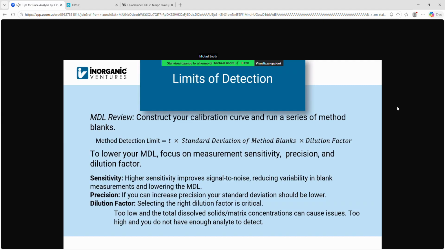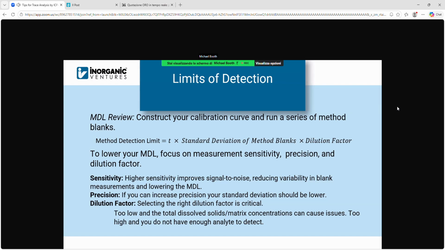So to lower your method detection limit, there are a couple things you can do to impact that. You can try to improve the sensitivity. That's going to improve the overall signal to noise ratio, and that's going to reduce variability in your blank measurements. To improve sensitivity, that's where you really want to hone in on your sample introduction system. So maybe you need to use a different nebulizer that's more fit for your sample type. If you can increase precision, then you can lower the standard deviation of your method blanks, which is going to give you a lower method detection limit overall.